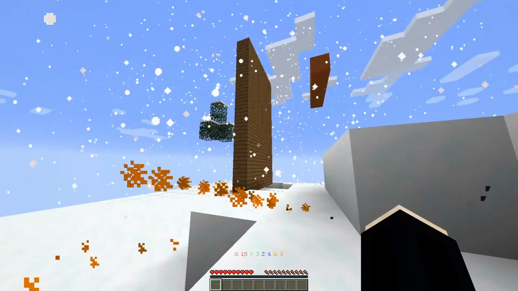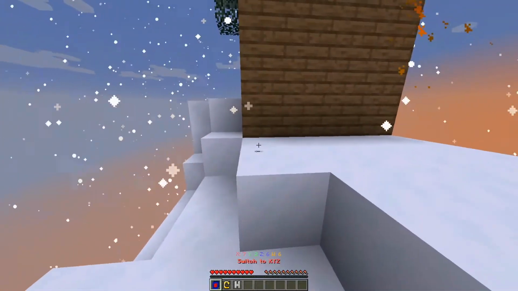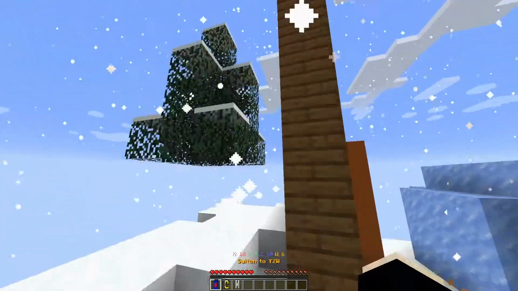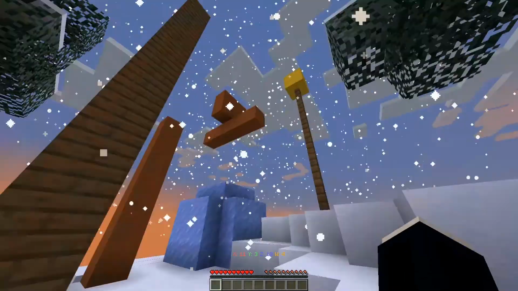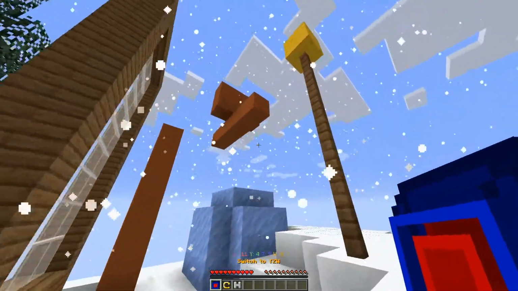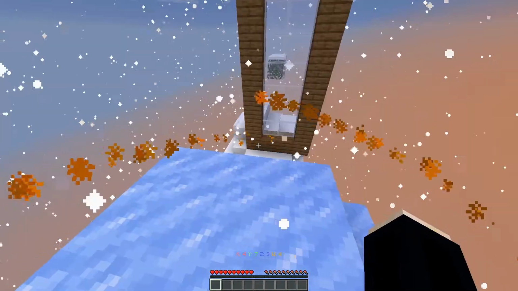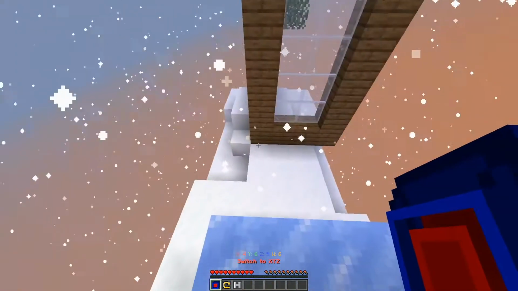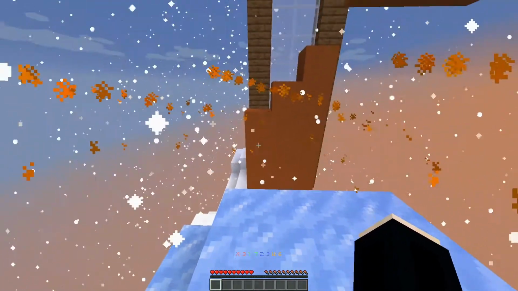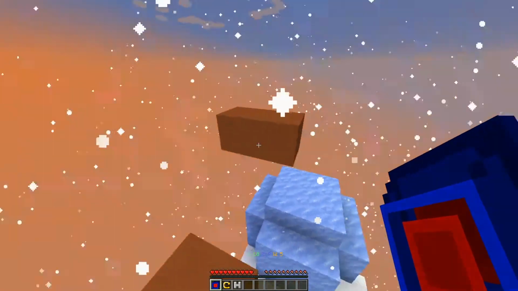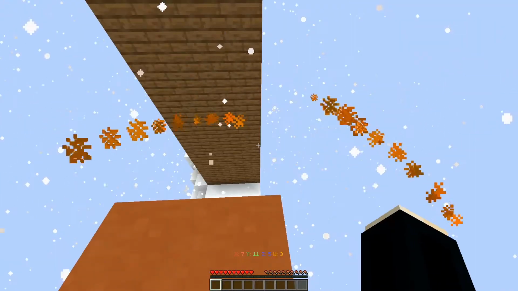So, 3. Six. Is that it? No, it's not it. 4. 4 is not the exit, but it looks like I need to get up there. But I don't have a way to get up there, which kind of sucks. Oh, maybe I do. Hold on. Yes. Okay, now we're getting somewhere.